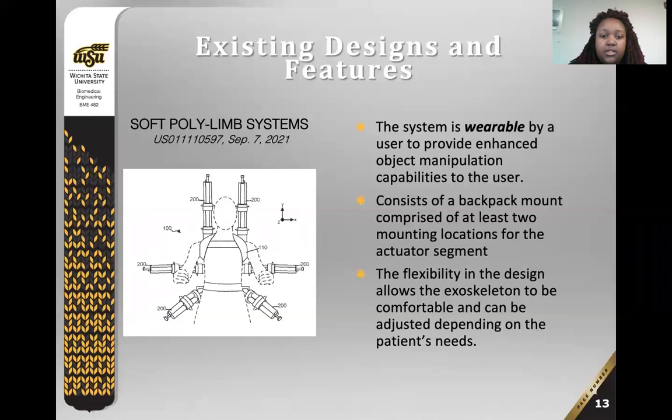The second patented design relevant to our device was the soft polylimb system. It is wearable by the user via a backpack mount to provide enhanced object manipulation to the user. The flexibility of this design allows for the exoskeleton to be more comfortable and adjusted according to each patient's needs.